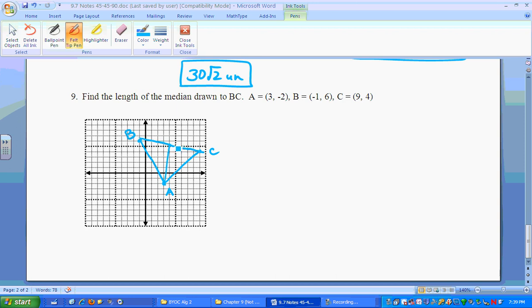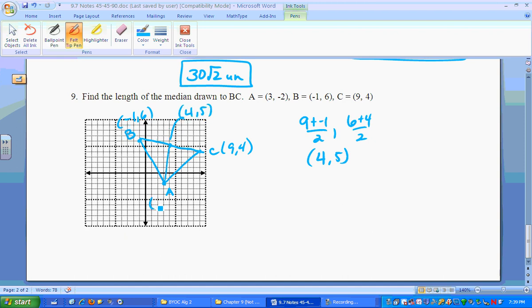Drawn to BC, so we want to know where is to BC. We want to find the length of the median. Well, first off, we have to find where that point is. So we know that this point is at negative 1, 6. This point is at 9, 4. So to find the midpoint, we add our x's up. 9 plus negative 1 over 2. And we do 6 plus 4 over 2, giving me 4, 5. This point right here.